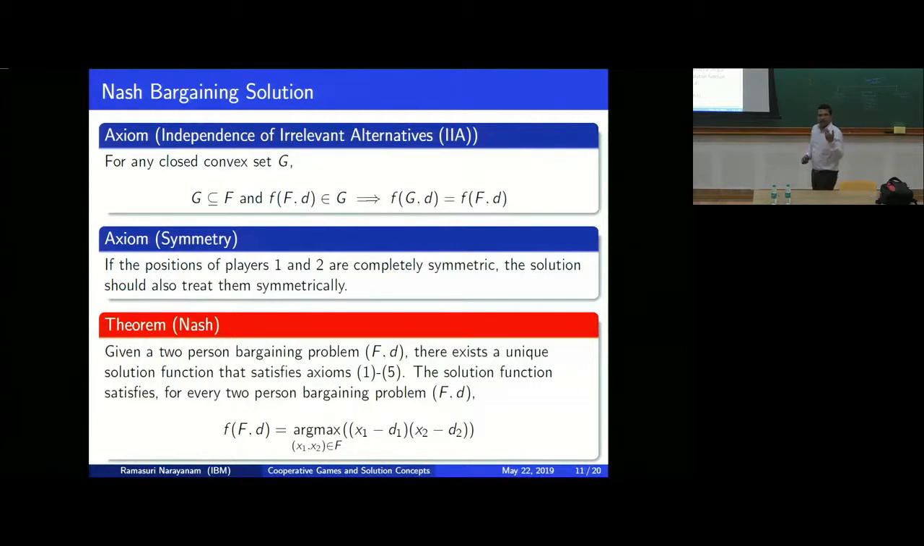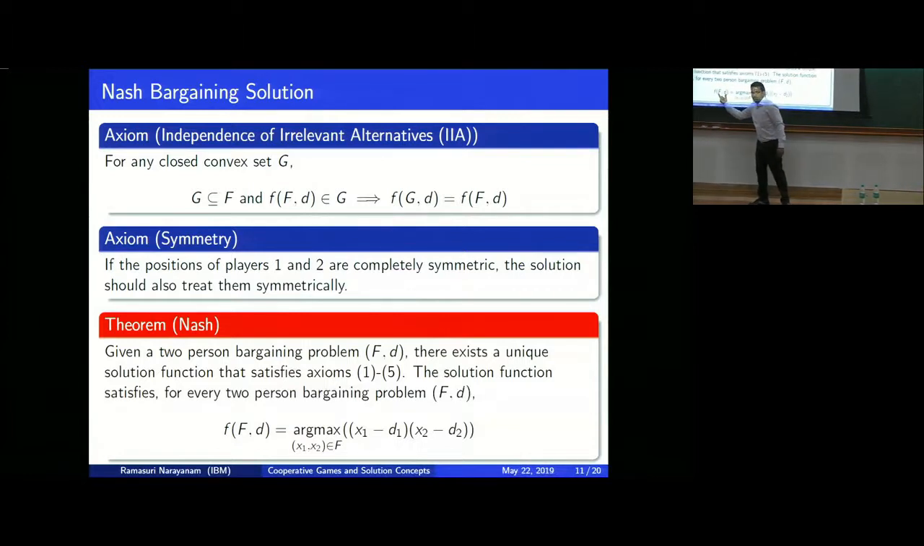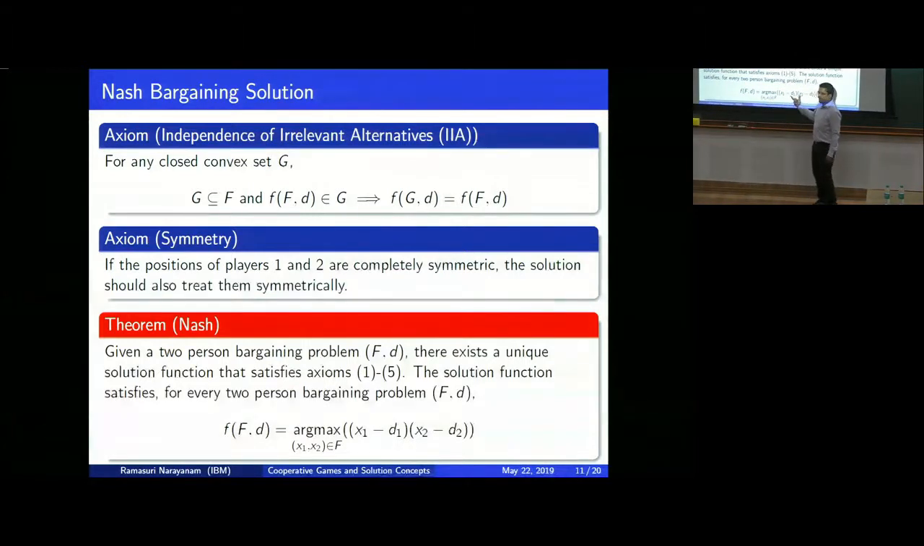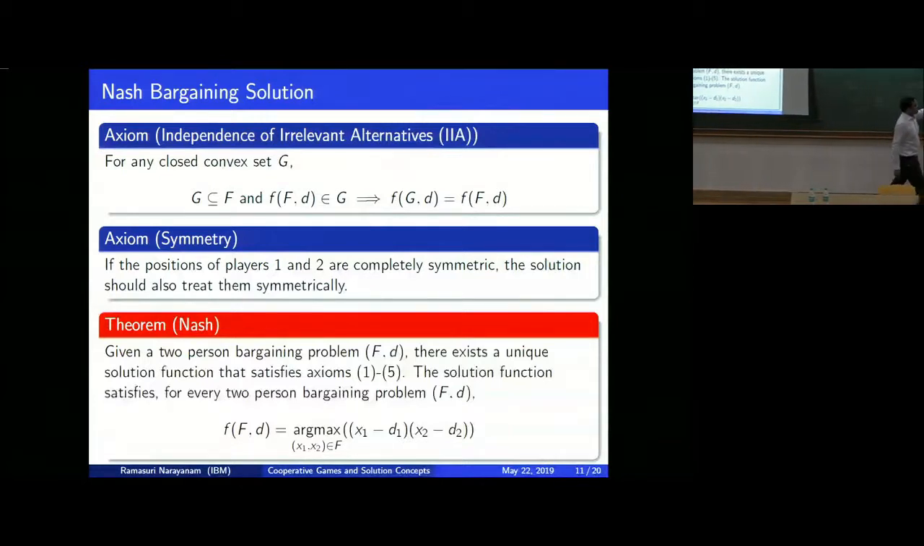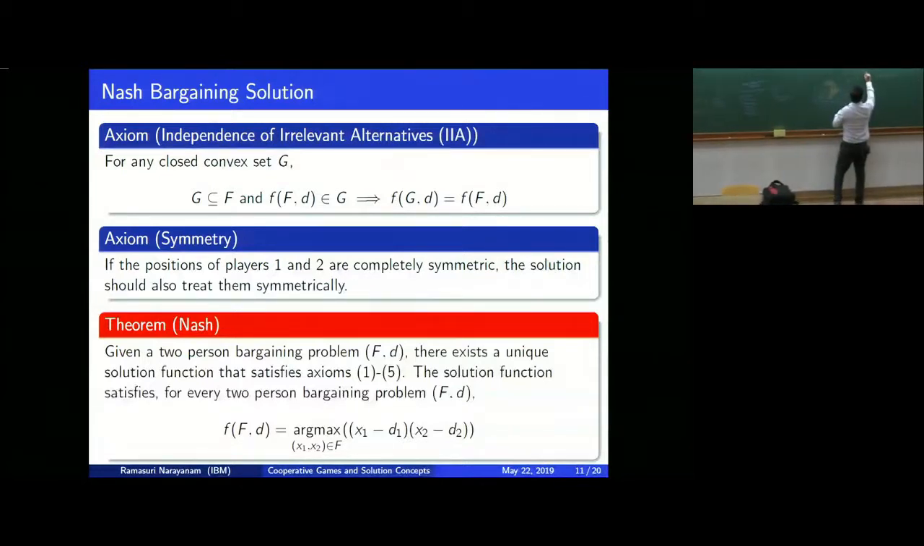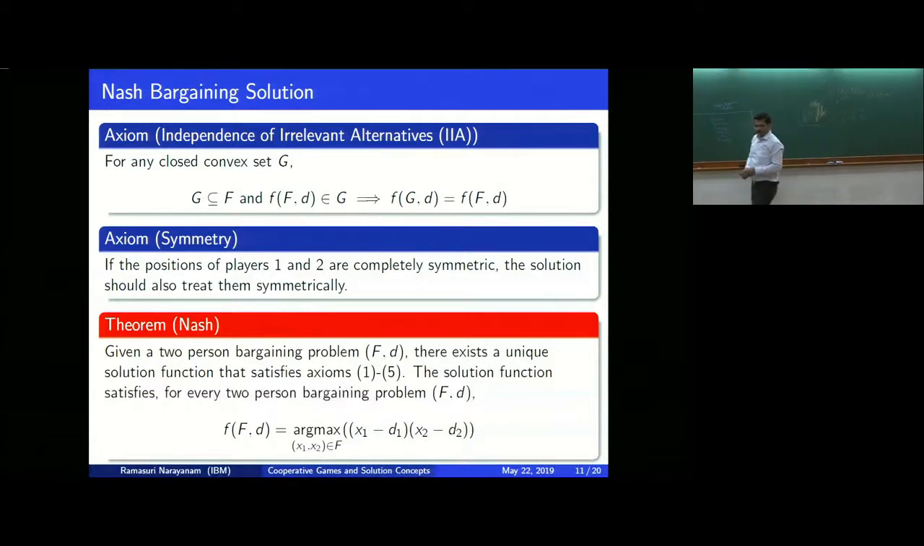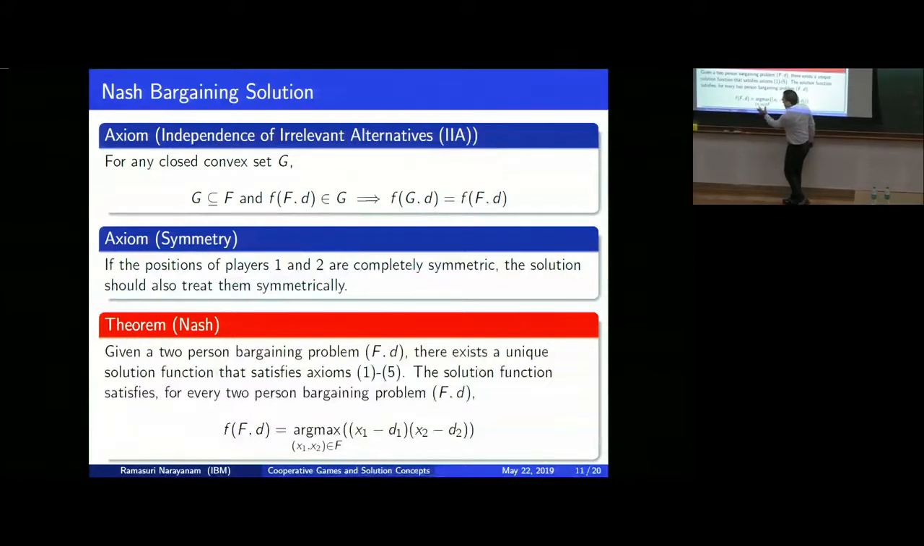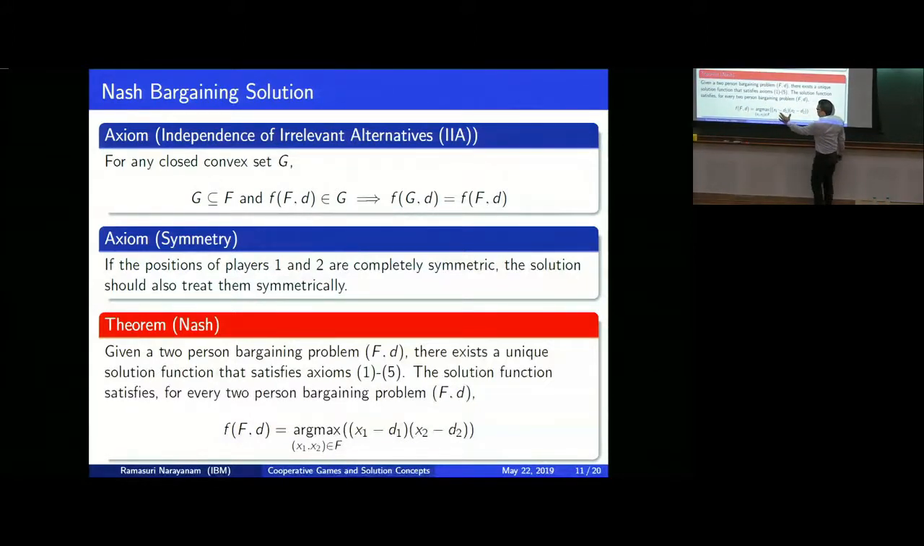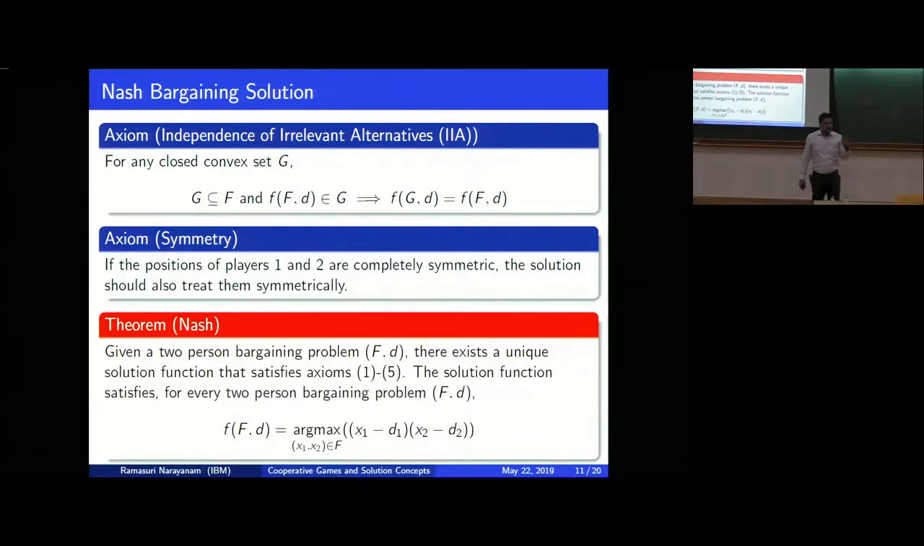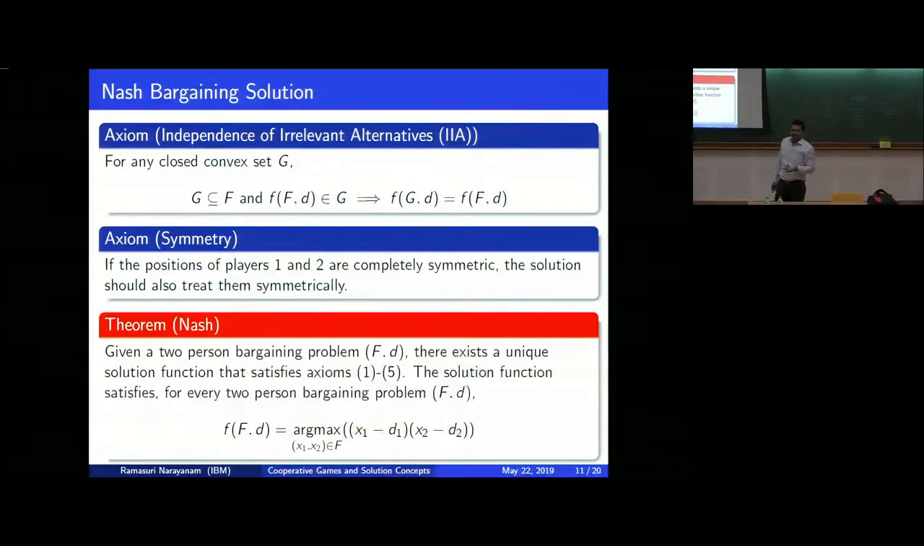Now based on all these 5 axioms, Nash defined a solution concept like this. We kept on saying, f is the bargaining solution for the bargaining problem instance F and D. It has to select a point X, which is a combination of X1 comma X2. How to select this X1 comma X2? That is done by this: argmax. You look at all possible elements in the set F, and look at the product of X1 minus D1 and X2 minus D2. The point X1 comma X2 that maximizes this product is the solution.